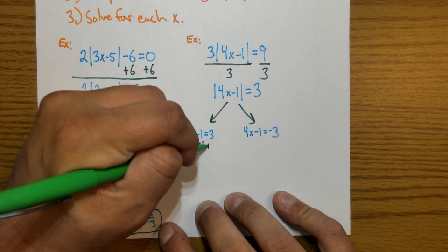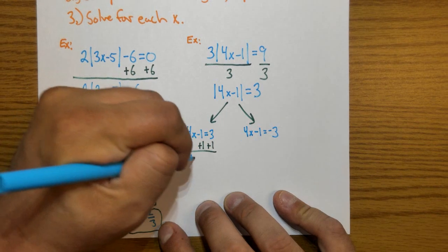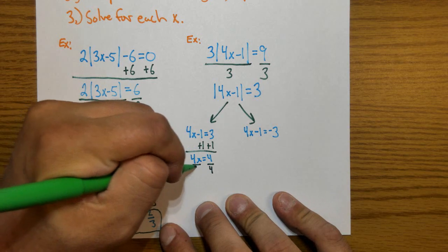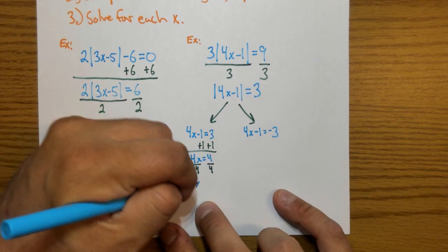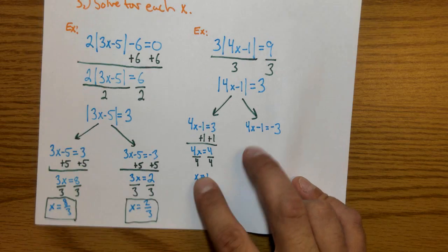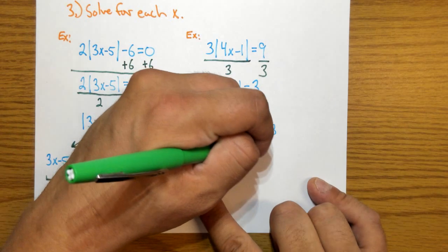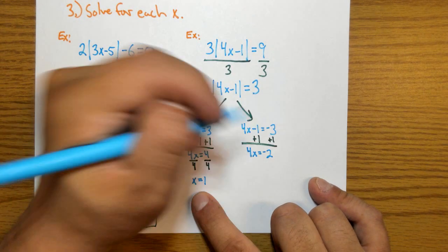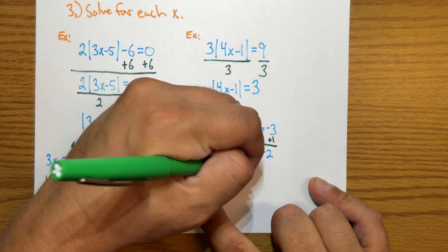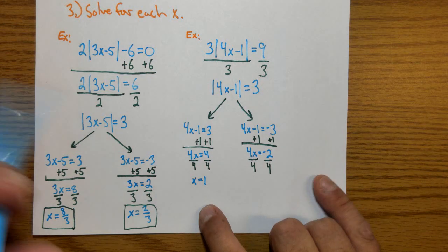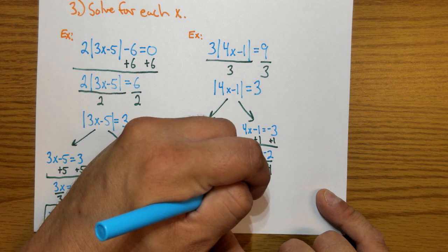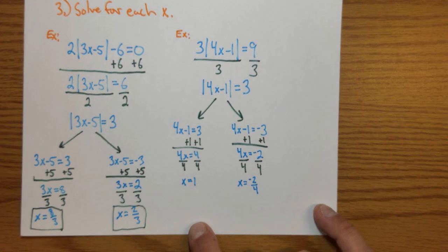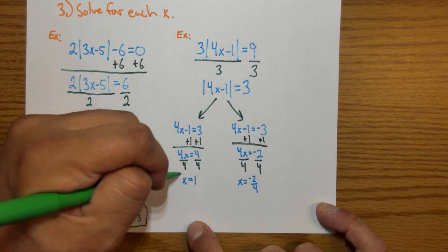So add 1 to both sides. 4x is equal to 4. Divide both sides by 4. And x is equal to 1 here. And then over here, we need to add 1 to both sides. So 4x equals negative 2. And then divide both sides by 4, which will give us x equals negative 2 over 4, or negative 1/2 if you prefer simplifying. So those are our 2 answers.